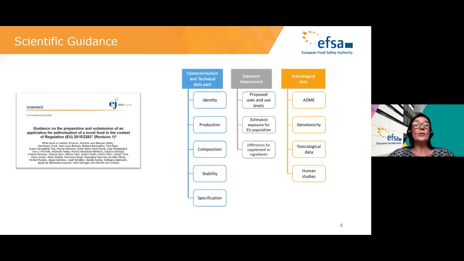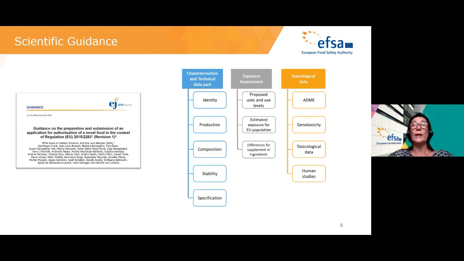Okay. Evaluation of CBD will follow the approach described in the EFSA NDA panel guidance on novel food. Basically, this guidance gives indications to the applicant on the data that they will submit, and they will be divided in three major parts. A part that is related to the characterization and the technical data of the novel food.